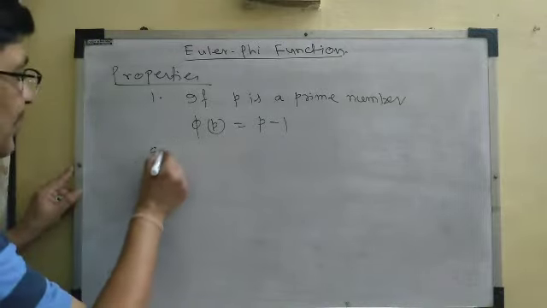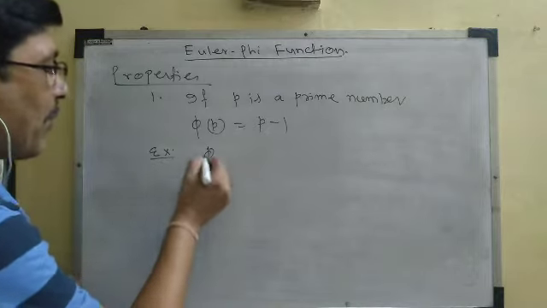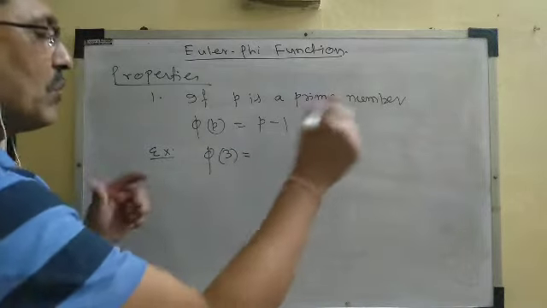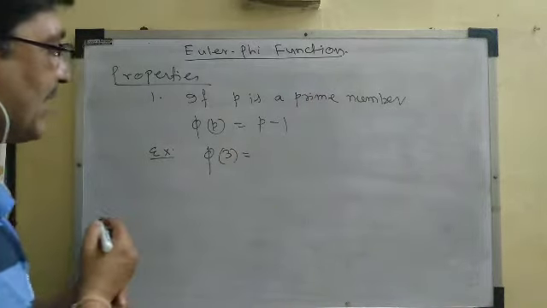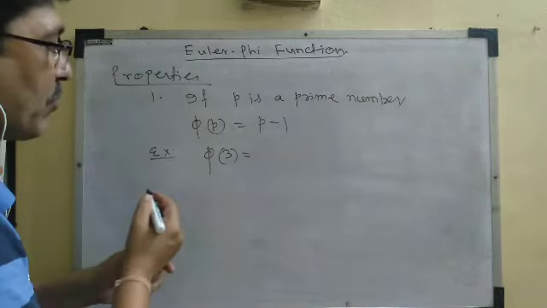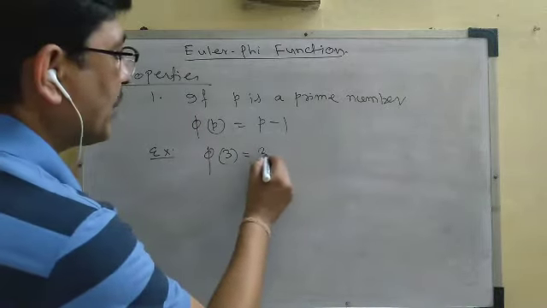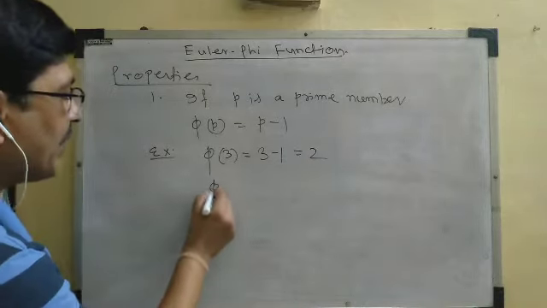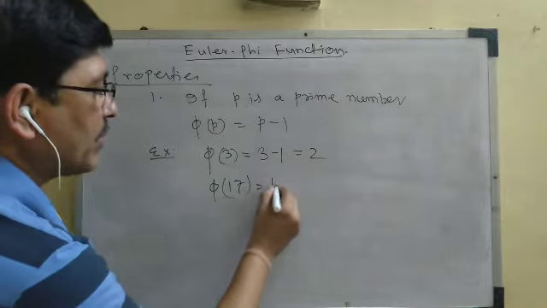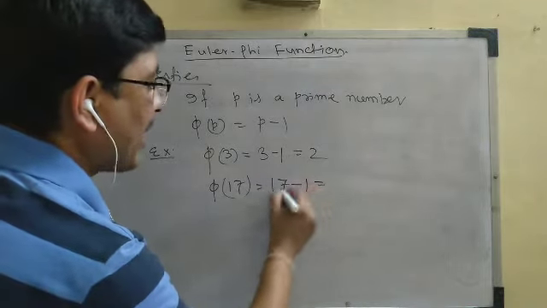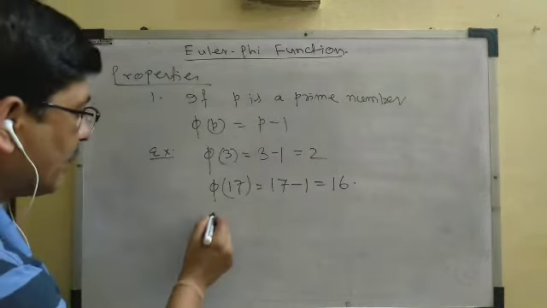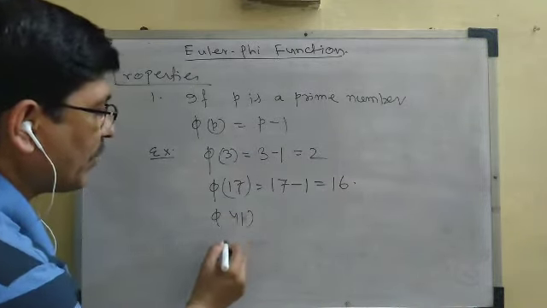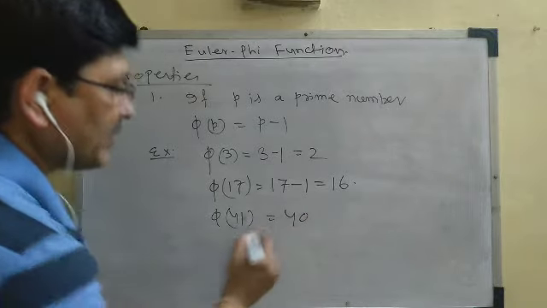That means if we take one example, any one prime number, phi of 3, there is no need to count the numbers which are less than 3 and co-prime to 3. We can just write it as 3 minus 1, which is equal to 2. Phi of 17: 17 is a prime number, so directly we can write phi of 17 is equal to 16. Phi of 41: 41 is a prime number, so phi of 41 is 40.